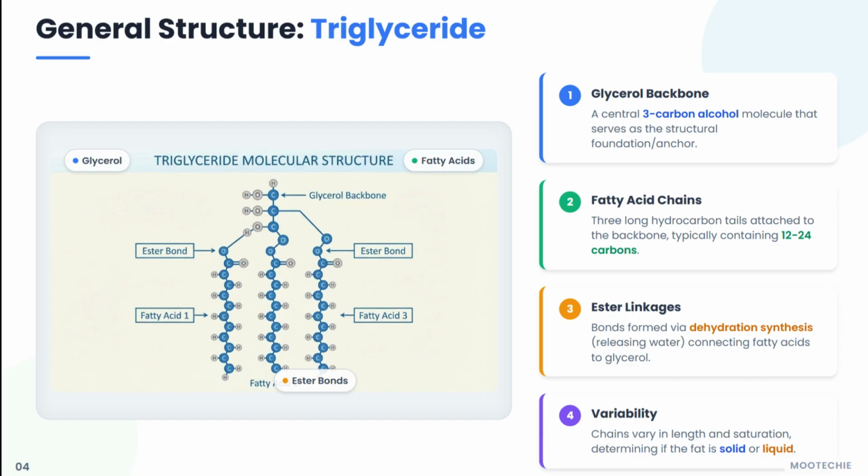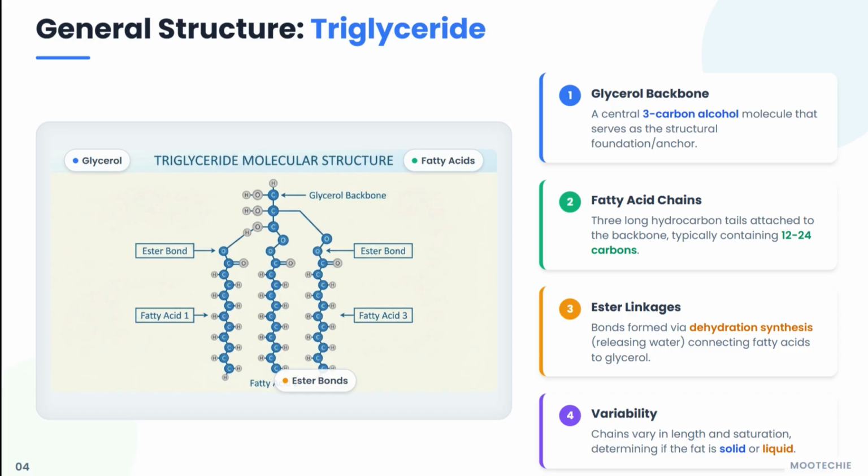Let's break down that general structure of a triglyceride. Imagine it like a little letter E. The central part is the glycerol backbone. This is a central 3-carbon alcohol molecule that serves as the structural foundation or anchor. Attached to this backbone are 3 fatty acid chains. These are long hydrocarbon chains typically containing 12 to 24 carbon atoms, and they are almost always even numbered.